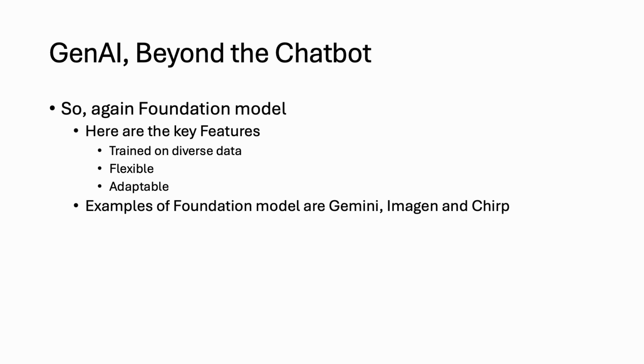I would like to add some key features of foundation model. They are trained on diverse data, flexible and adaptable. Examples are Gemini, Imagen, and Chirp. Just to explain in simple terms, foundation model is the engine. Generative AI is the car's ability to drive. In short, you can't have modern high quality generative AI without a powerful foundation model to drive it. The foundation model is a technological breakthrough that makes sophisticated content generation possible.